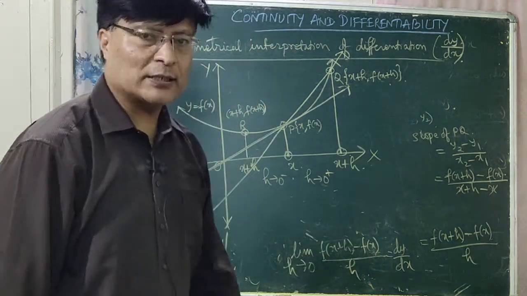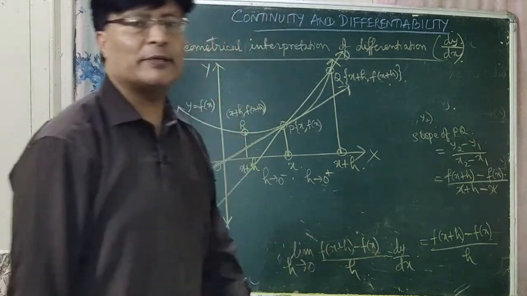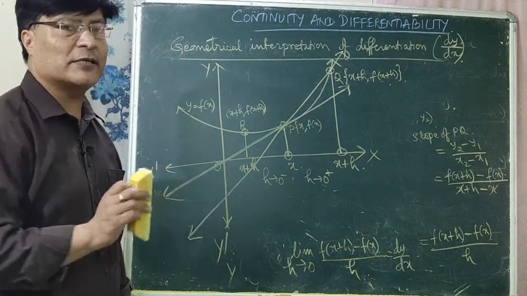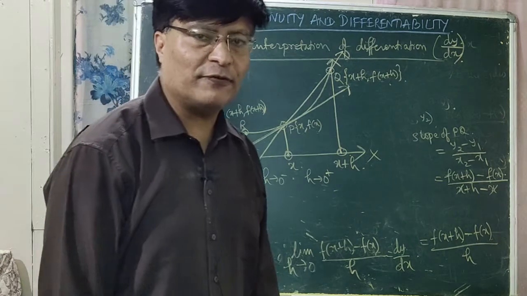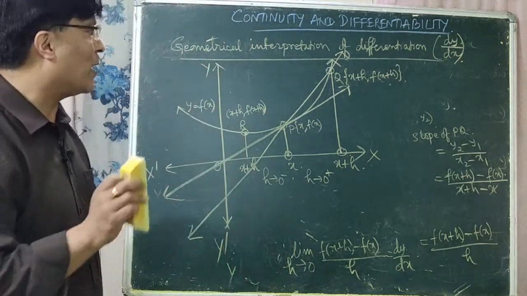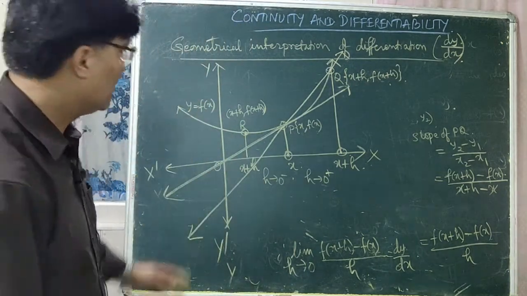So I think you have understood it. So geometrically, what does this dy by dx represent? Dy by dx represents the slope of a tangent to a curve at any point x comma y on the curve. Okay, so you can copy it.